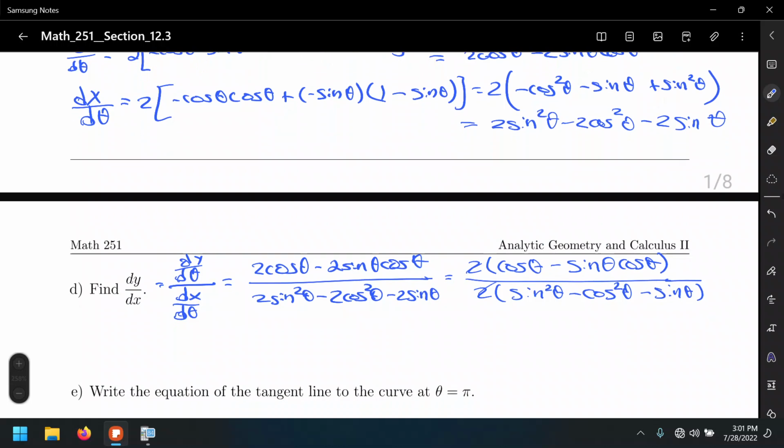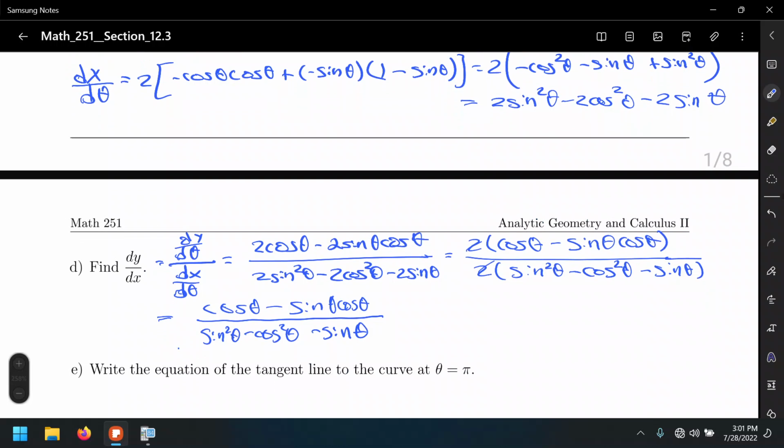Well, cancel out the 2's. They cancel, and we're left with cosine theta minus sine theta cosine theta over sine squared theta minus cosine squared theta minus sine theta. And well, this is an okay final answer. And in fact, I would recommend you to leave it in this form for further calculations. I will explain why in a second.